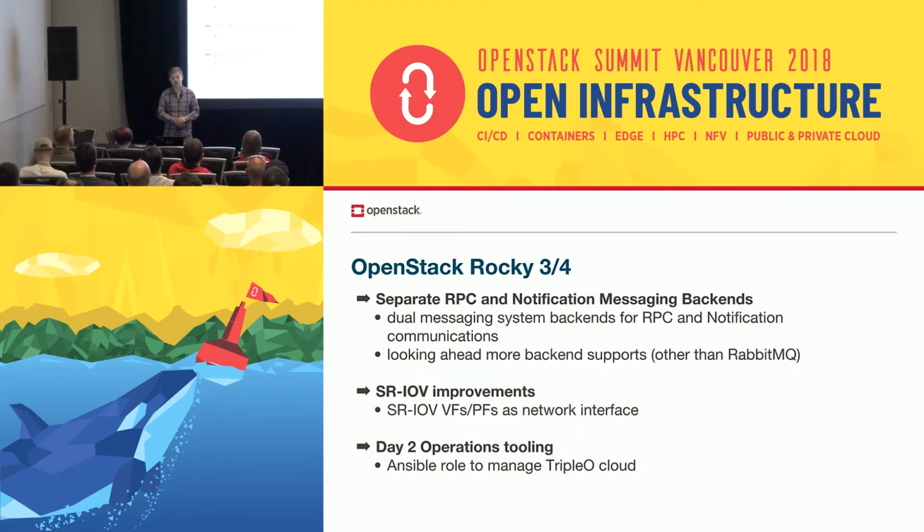We are going to target the support of separated RPC and notification messaging backends. For now, we only support RabbitMQ, but in the long term, we are looking ahead at other backends that we have in Oslo messaging. But one of the big pieces of work done in Rocky is separating the configuration for RPC and notifications. We have a lot of SR-IOV and NFV improvements.